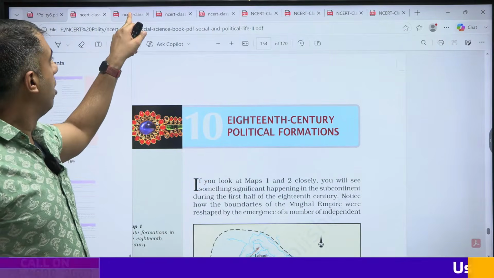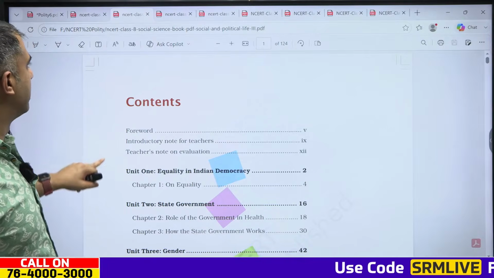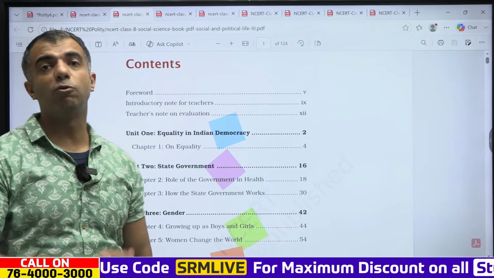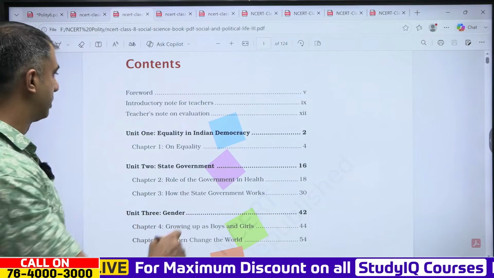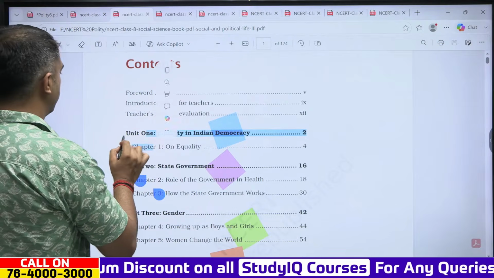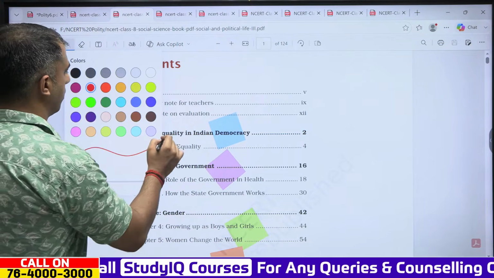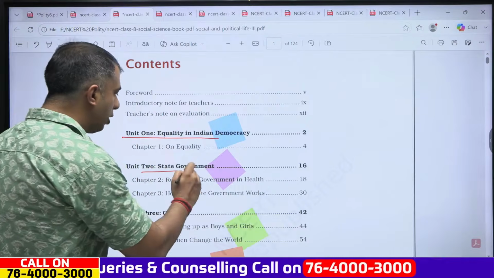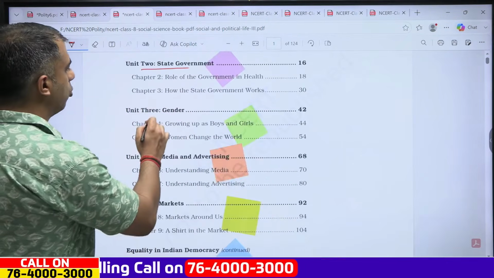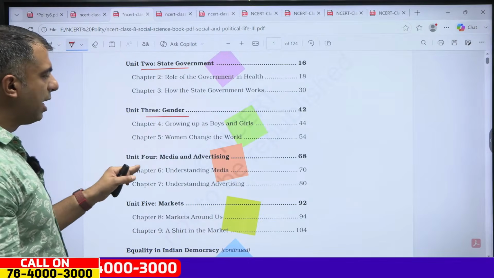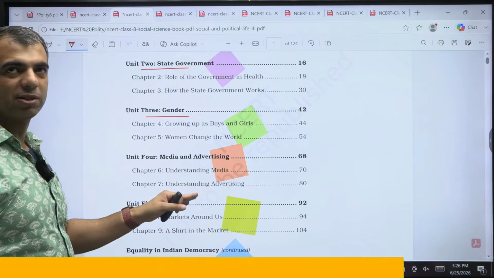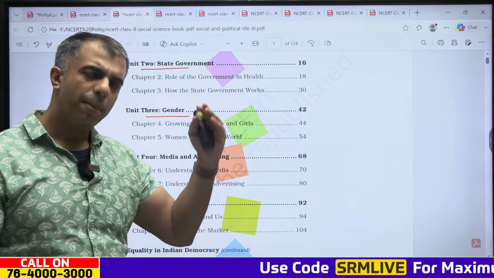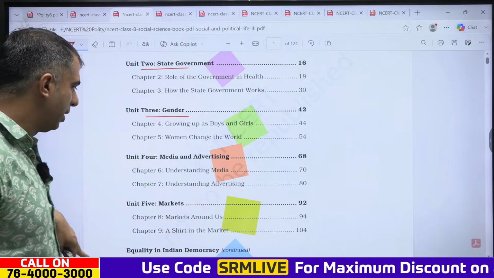Now, next is the class 8th NCERT. In this class 8th NCERT, there are a few concepts that have to be read and studied. First is unit 1, equality in Indian democracy. Unit 2, state government. Unit 3, gender. Now, as I told you about unit 4, media and advertisements, even though this topic is part of generic things, a brief reading can be done for it.